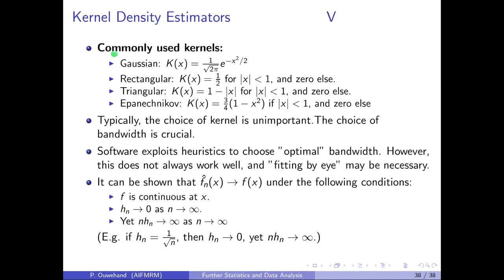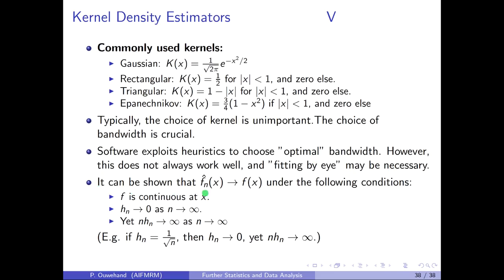Over here we show some commonly used kernels: the Gaussian, the rectangular, the triangular and the Epanechnikov. Typically the choice of kernel function is actually unimportant, but the choice of bandwidth is crucial. Most software has built-in heuristics which choose an optimal bandwidth. Nevertheless, this does not always work well, and sometimes fitting by eye may be necessary. In other words, you need to play around with the bandwidth yourself and see what looks good.